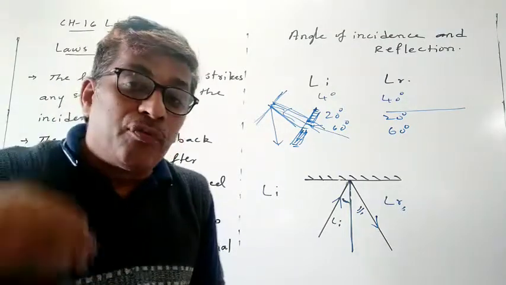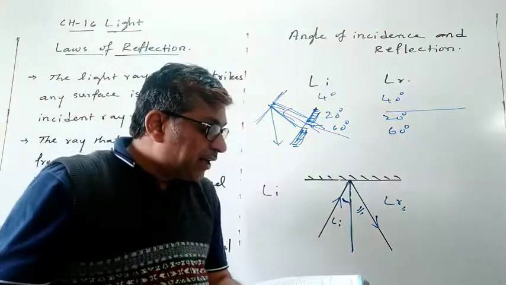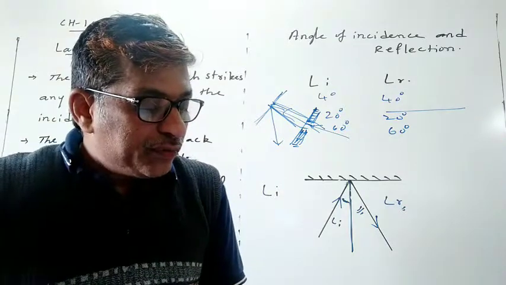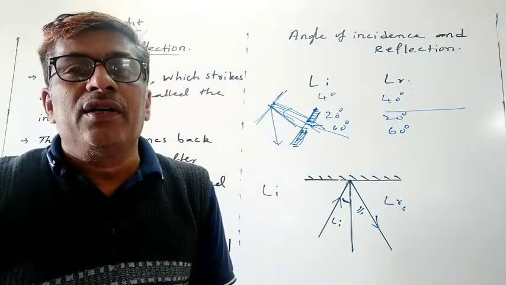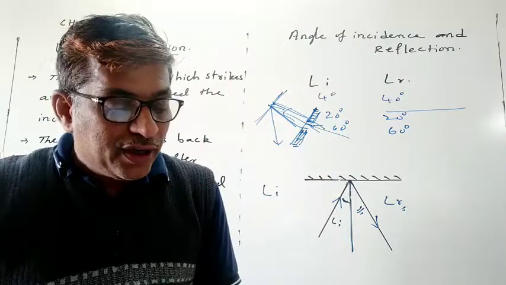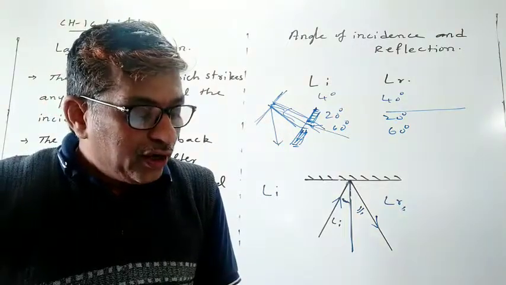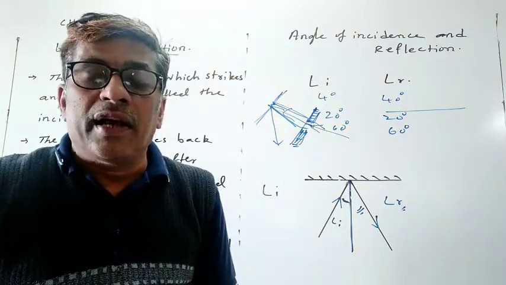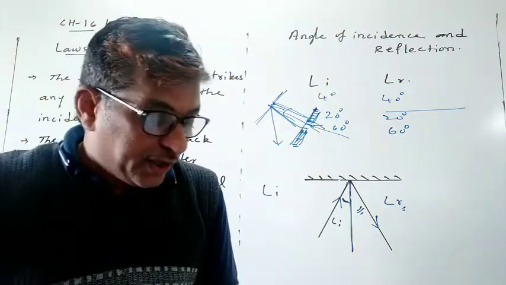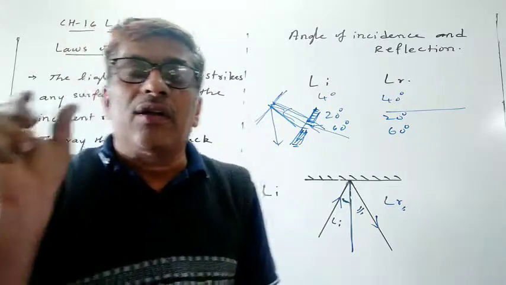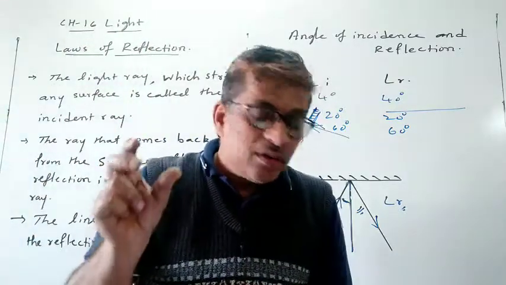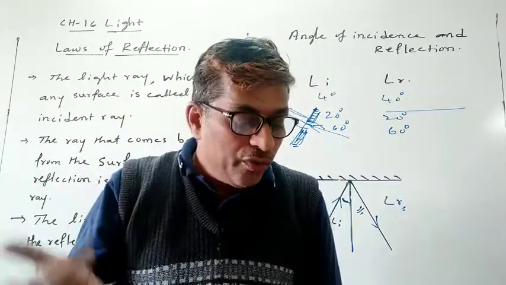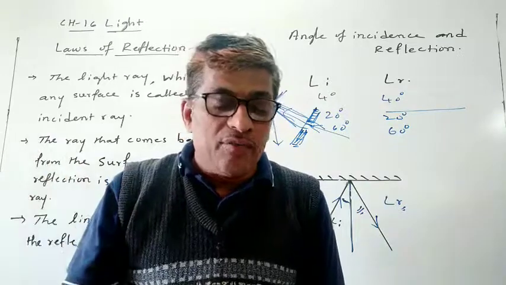For example, if the angle of incidence is 30 degrees, you will get the angle of reflection also 30 degrees. Angle of incidence 45 degrees, and you will get angle of reflection also 45 degrees. Or angle of incidence 60 degrees, and here also the angle of reflection is 60 degrees. So what is our conclusion? Our conclusion is that the angle of incidence is always equal to the angle of reflection.